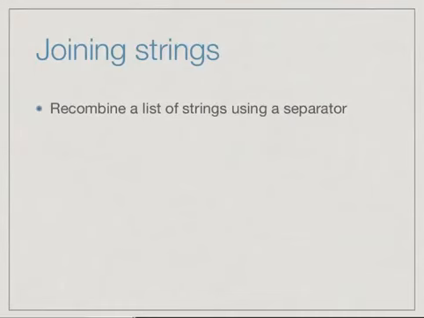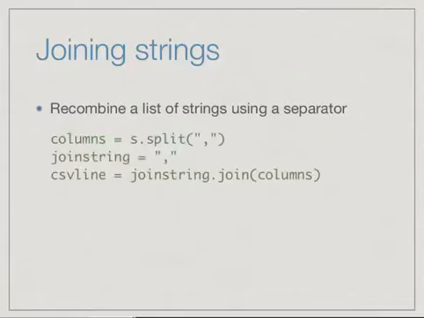So the inverse operation of split would be to join strings. So supposing we have a collection of strings and I want to combine it into a single string, separating each of them by a given separator. So as an example, supposing we take S, which is some CSV output, and we split it into columns on comma, then we can take join string and set it to the value comma and then use that to join the columns. Now this is a bit confusing.